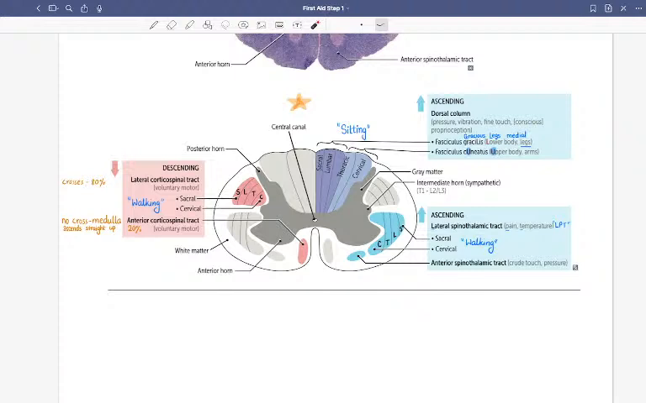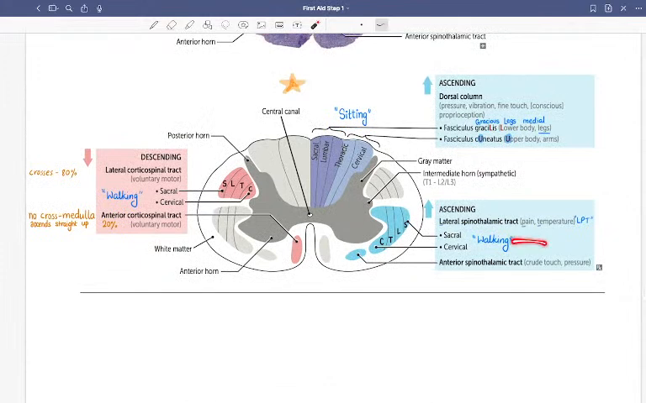Obviously, dorsal column, fasciculus gracilis and fasciculus cuneatus. So gracilis is medial and cuneatus is lateral. And here we have lateral spinothalamic tract, obviously pain and temperature. Anterior lateral is pain and temperature, anterior is crude touch and pressure. So anterior has A delta fibers, lateral would have C fibers, according to the Erlanger-Gasser classification. LST is pain and temperature, and anterior is crude touch and pressure.